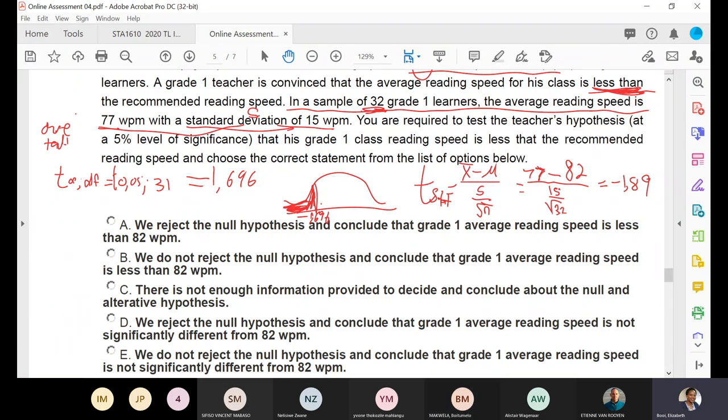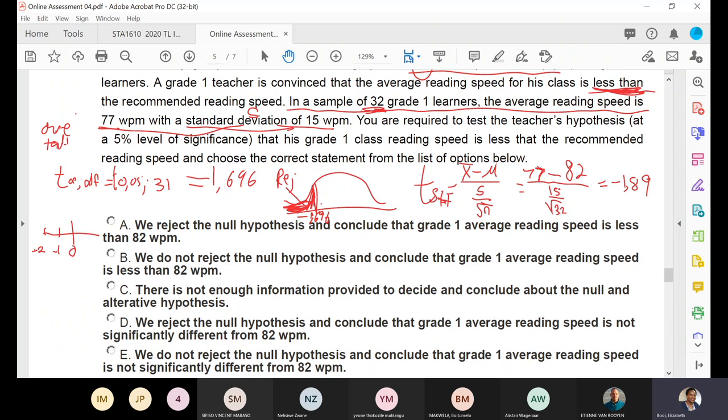So you must also remember on the number line, if this is 0, this is 1, this is 2. So a bigger number on the negative side refers to a smaller value. Since our critical value is 1.69, our test statistic is 1.89. So it falls in the rejection area. Our test statistic falls in the rejection area because our test statistic is 1.89 when our critical value is 1.69. So now it means we're rejecting the null hypothesis.